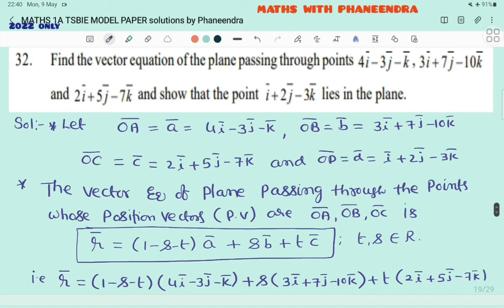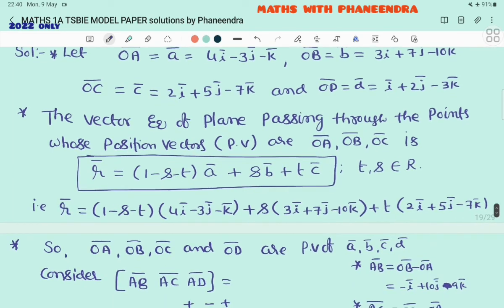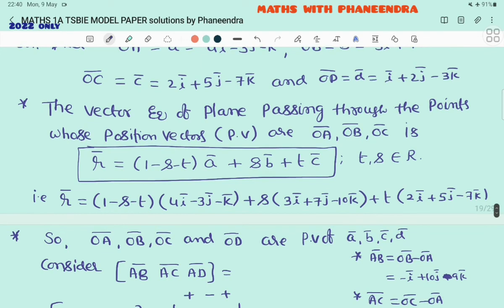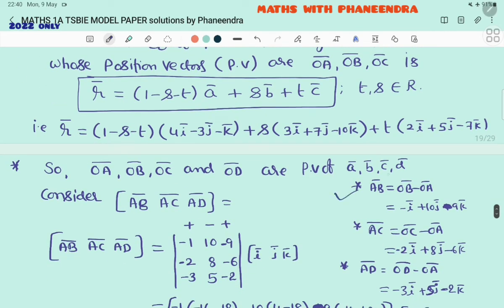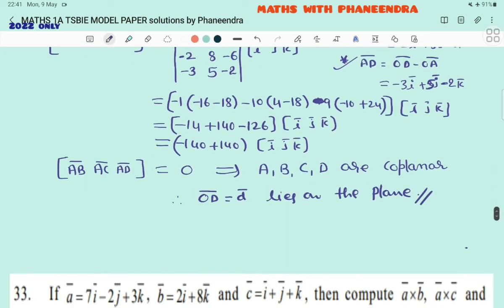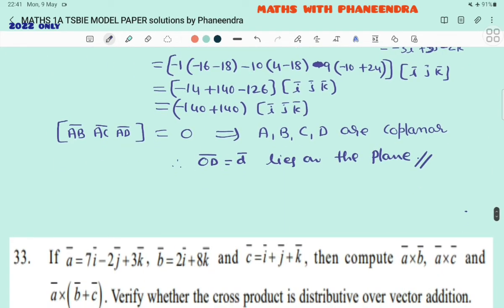Dear students, remember: first, by using the first 3 points, find the equation of the plane. After that, using the first 3 points and the last point, OA, OB, OC, OD, find position vectors of AB, AC, AD. AB means OB minus OA, AC means OC minus OA, AD means OD minus OA. After getting this, consider it like this and prove the points are coplanar. If the points are coplanar, the points are in the same plane. That's why they are asking to prove the same plane. No? So hence proved.